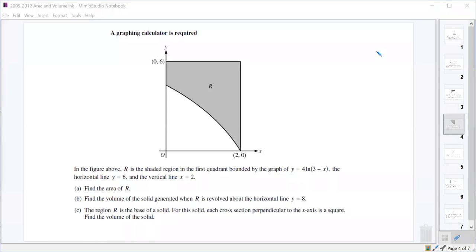For part A, we're just looking to find the area of that region. And so we can see that it should be an integral from 0 to 2 of the upper function, which is just 6, minus our lower function, or 4 natural log 3 minus x.